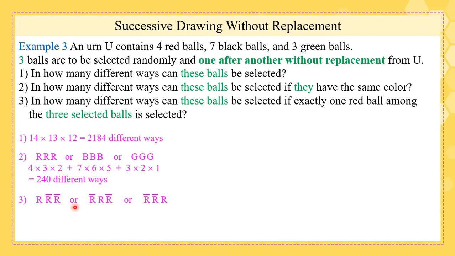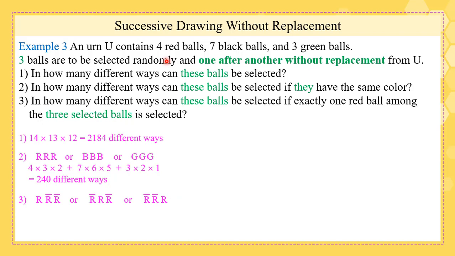Or we might have another way. The first ball should be non-red, the second should be red, and the third should be non-red. Or we're going to have the first ball non-red, the second ball non-red, and the third ball red. Now, how do we answer such a question?